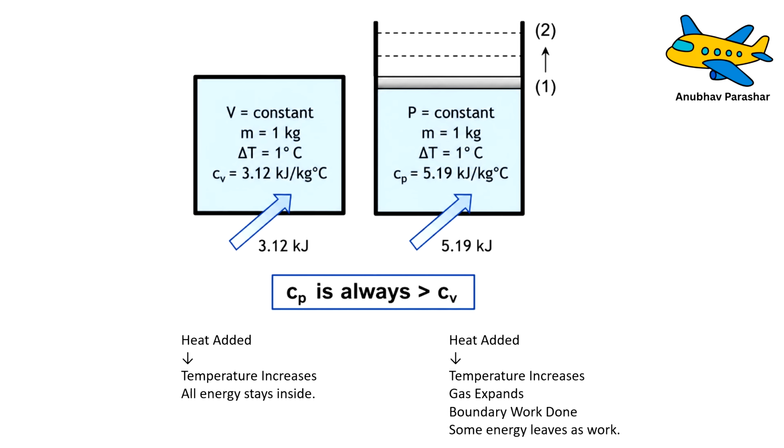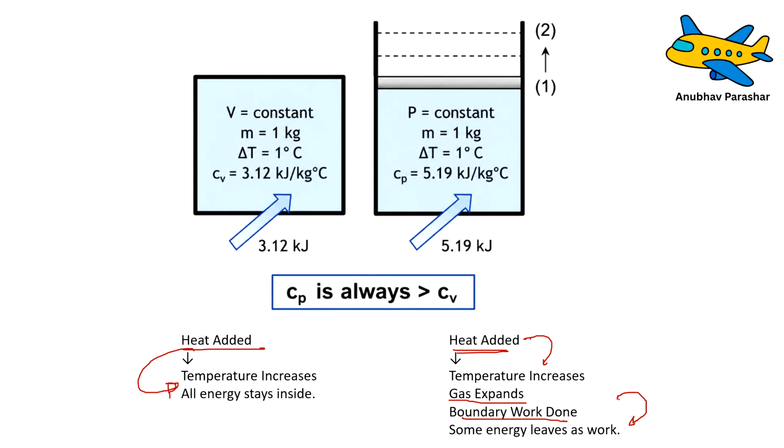And why? Because in case of Cv, constant volume, the heat added is always going to increase the temperature. All the energy stays inside. But in case of Cp, constant pressure case, the heat added increases temperature, and also there is some amount of work done. The gas expands and some energy leaves as work.